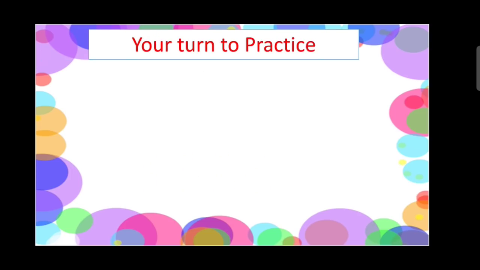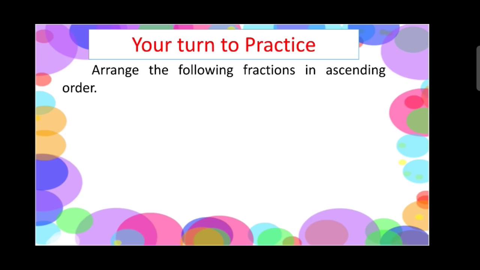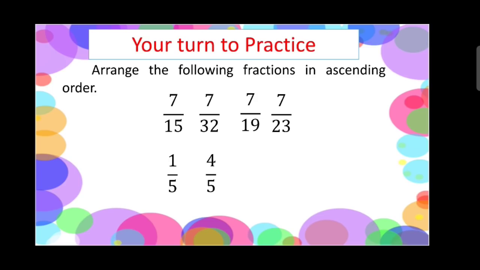So, ngayon naman, your turn to practice. Practice nyo to sa papel, ha? Ayan, arrange the following fractions in ascending order. So, number 1, ayan, 7 over 15, 7 over 32, 7 over 19, then 7 over 23. So, yun number 1. Number 2, ascending order pa rin. Ito naman, 1 over 5, 4 over 5, 2 over 5, and 3 over 5. Ayan. I-arrange nyo yung those fractions in ascending order.